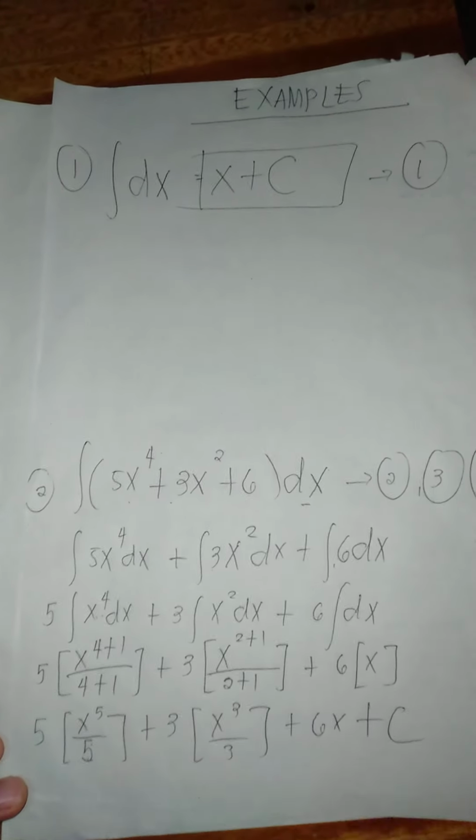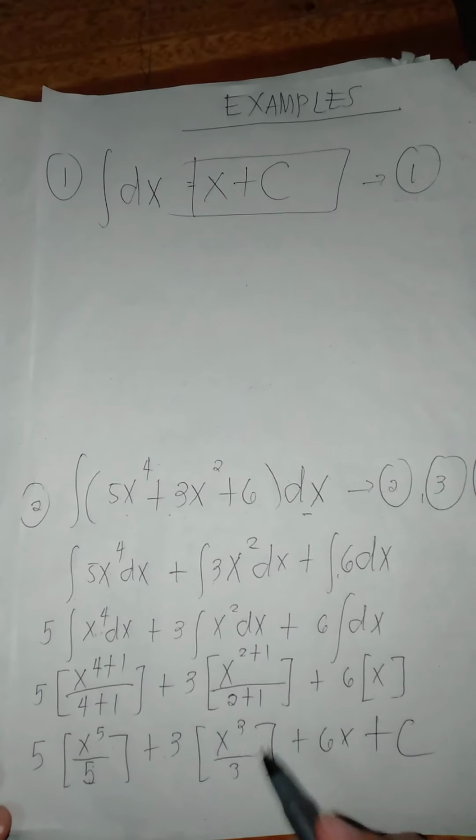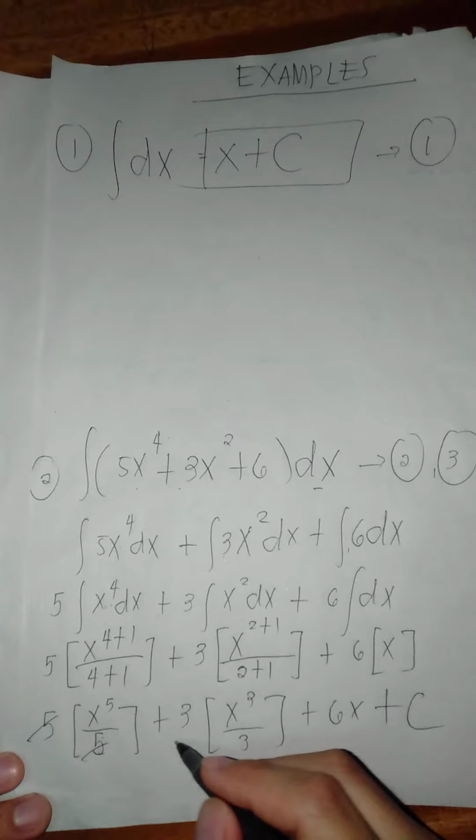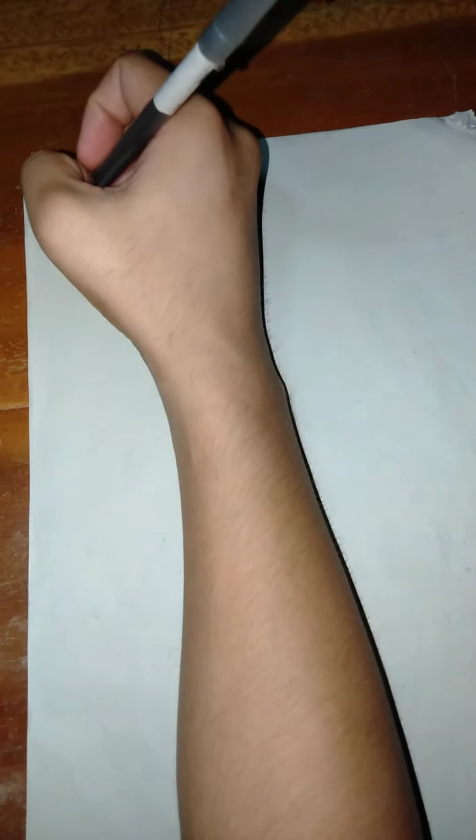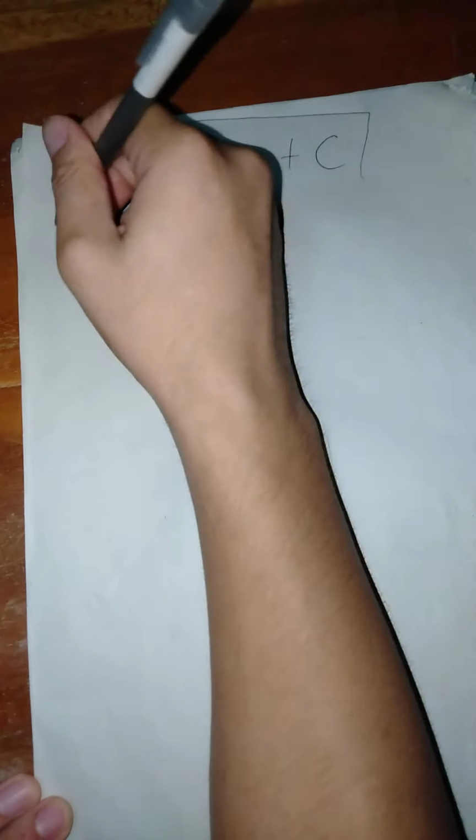So if you're going to notice, di ba may magka-cancel? So cancel out yung 5, cancel out yung number 3. So, magiging ano na ngayon, guys? So, it becomes, what? x to the 5 plus x cubed plus 6x plus C. So, this will become your final answer.